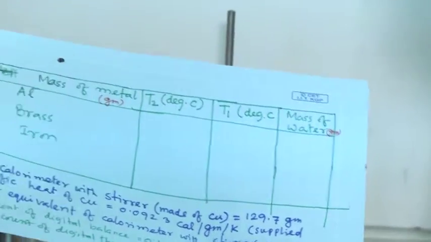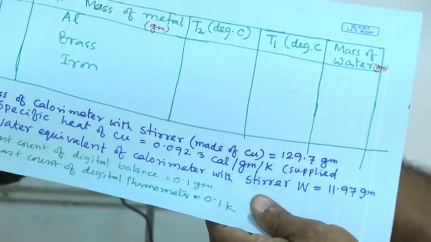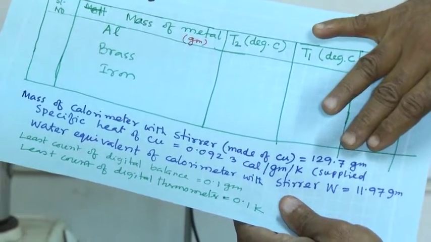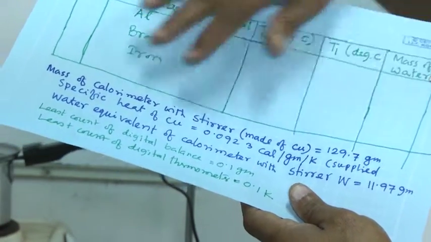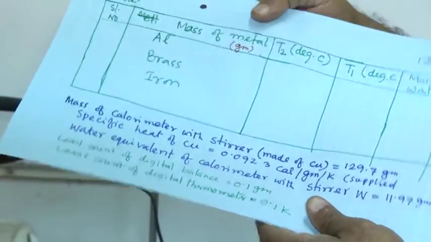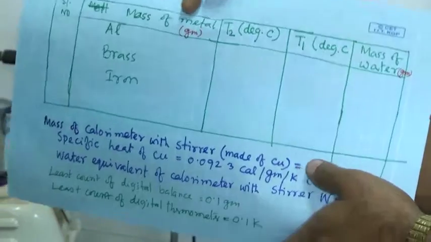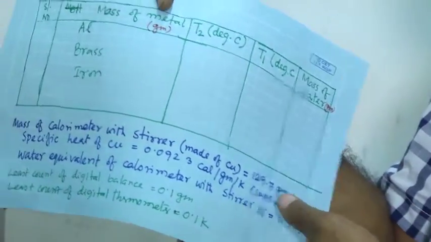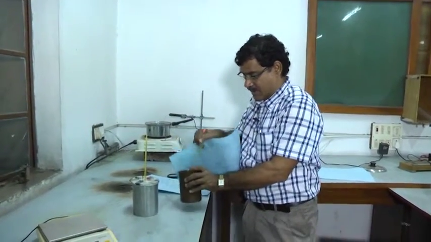And as I told, I will tell what the water equivalent is. The mass of the calorimeter with stirrer, basically this is the mass of copper, that is equal to 129.7 gram. This data is for another container. We have a bigger container and this smaller container. In our case it is 91.2. You should write 91.2. This reading I have written for another container. Here I have bigger containers.